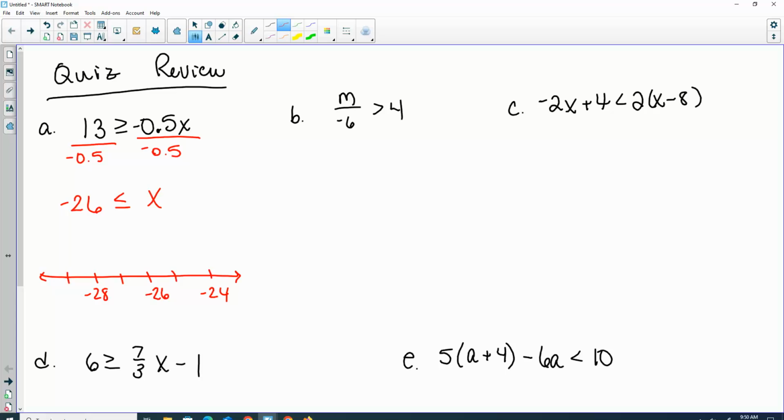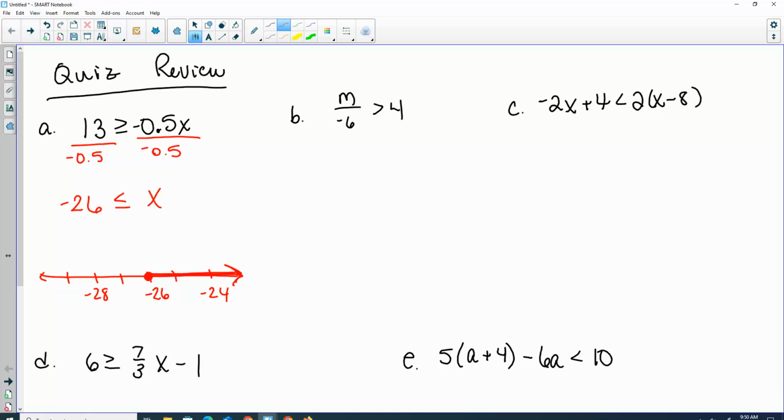How do we know if it's an open or closed circle? The line under it. Okay, it's an equal to, so that's a closed circle. Now we have to think about which way this is going. This says negative 26 is less than or equal to x. So which way would that go? The 26 is smaller, so my x's are bigger, so it's going this way.